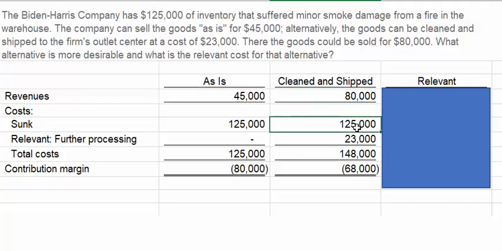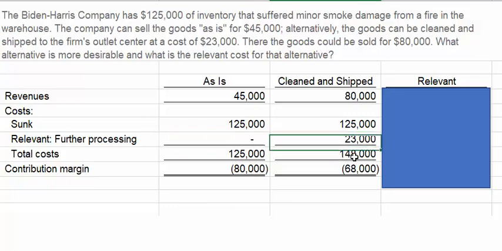Now, the sunk cost is still the 125,000. Whether we sell it as is or whether we clean and ship it, in other words, we do further processing to it, it's not going to change. So that's a sunk cost. It is irrelevant to the decision at hand. But that further processing cost is different between the two alternatives, and that makes it a relevant cost.